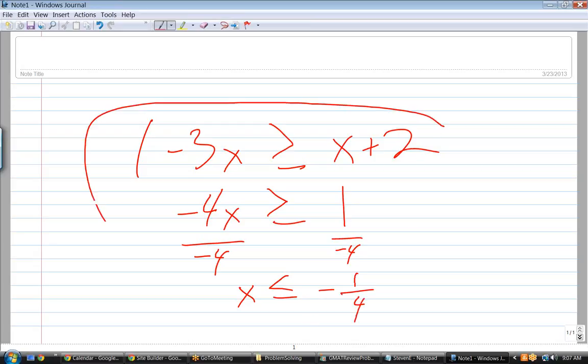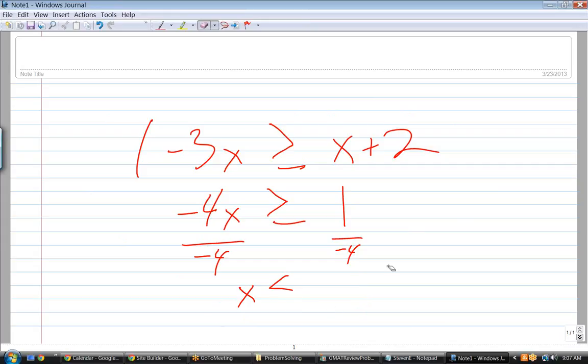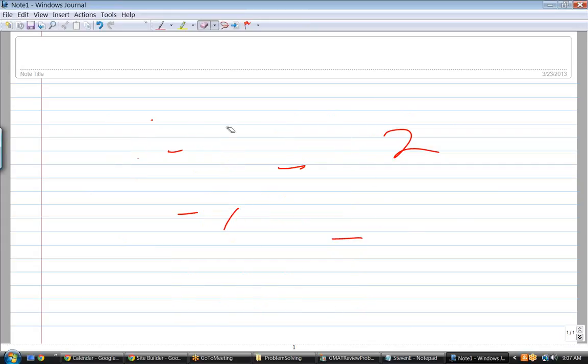So if you know how to do that, I don't know what else to tell you about inequalities until once again we encounter a problem and we can talk more about it. That's about all I think you need to know.